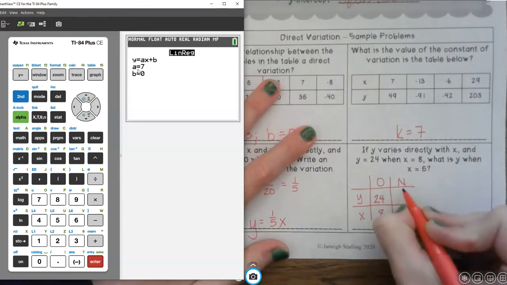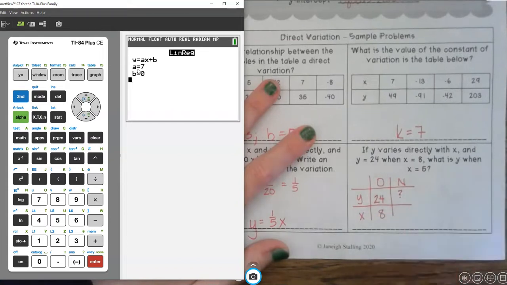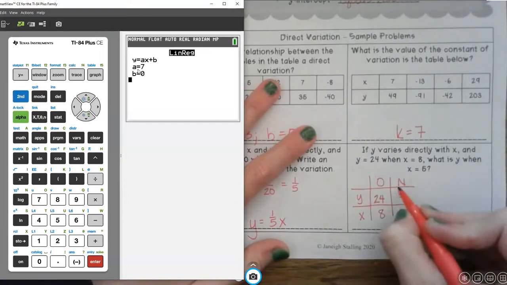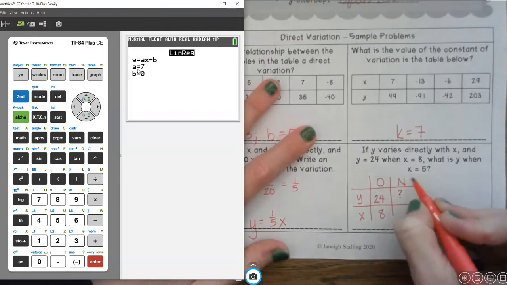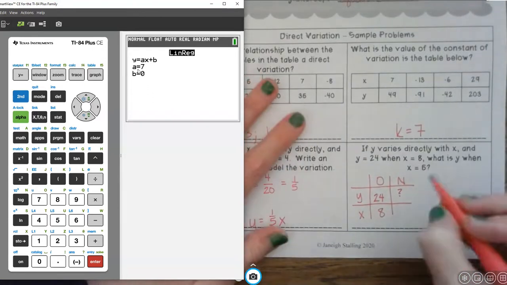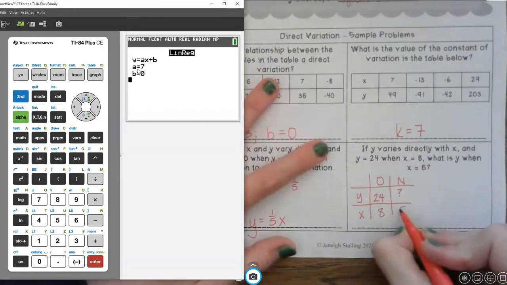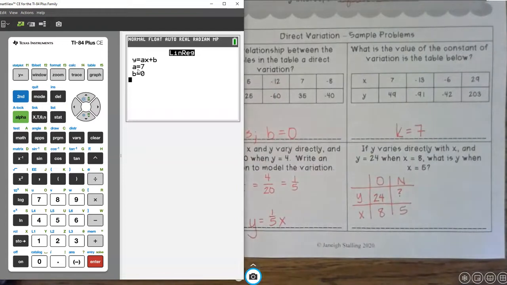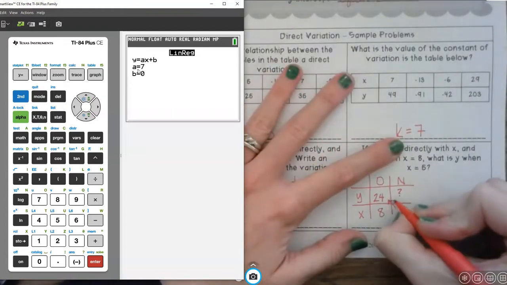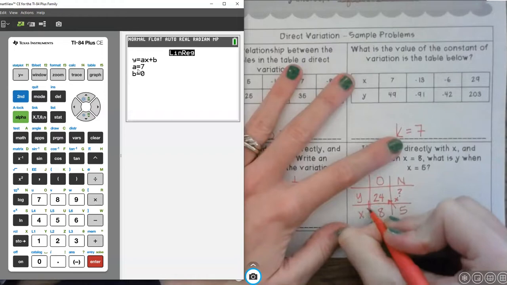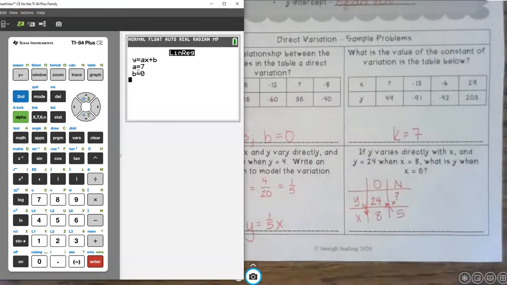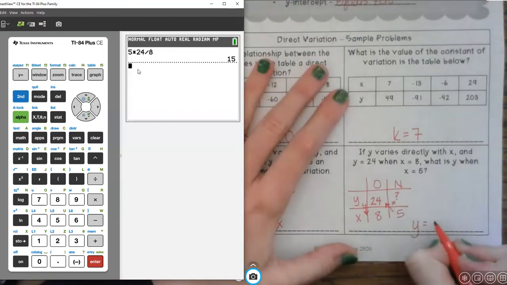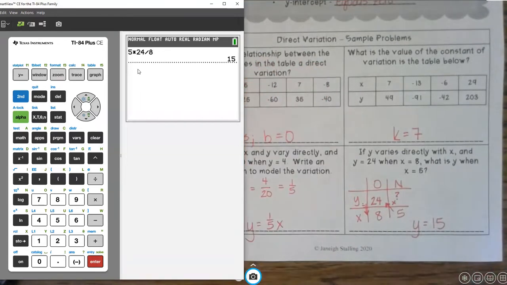I don't know my new y. That's what I'm looking for. And my new x, again, what you're looking for are your new values, x is 5. You solve this like a proportion, you cross multiply. So 5 times 24, and then divide by what's left. And you get 15. So that y value would be 15.